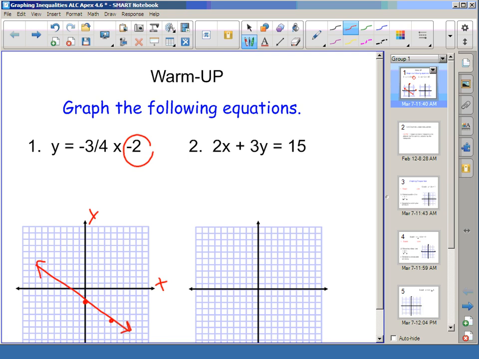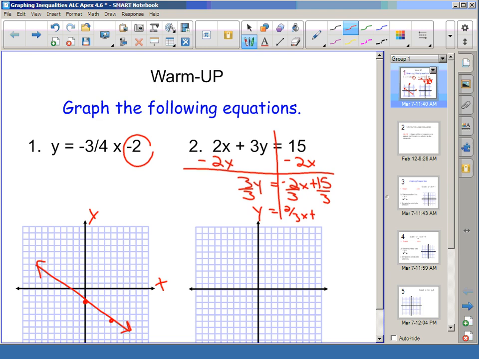All right, the second one, before we can graph it, it's not in slope-intercept form, so we'll have to do a couple extra steps where we solve for y. We'll subtract 2x from each side and get 3y equals negative 2x plus 15. Divide everything by 3. So y equals negative 2/3 x plus 5.